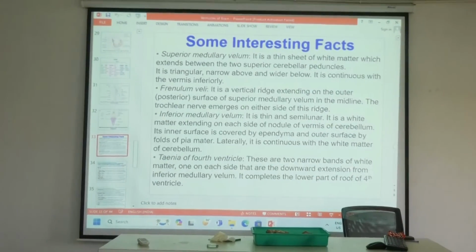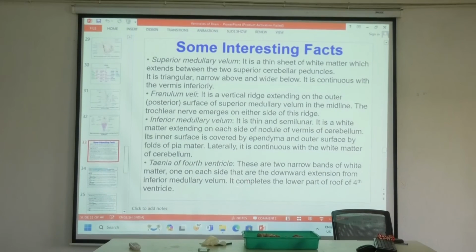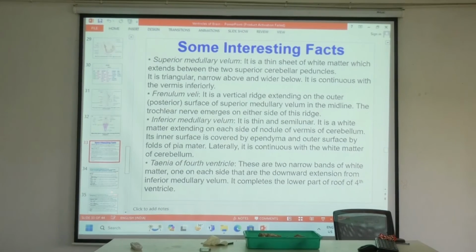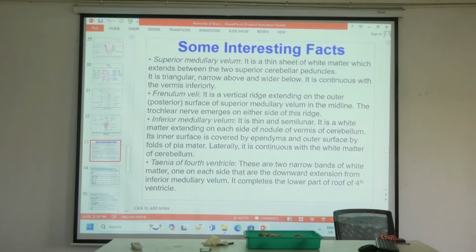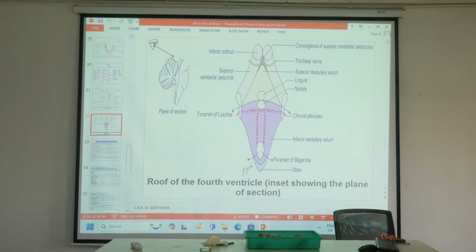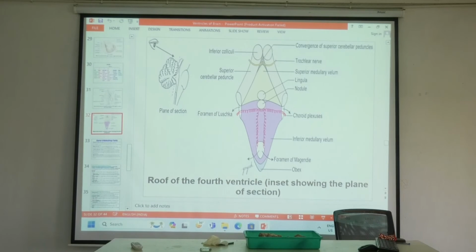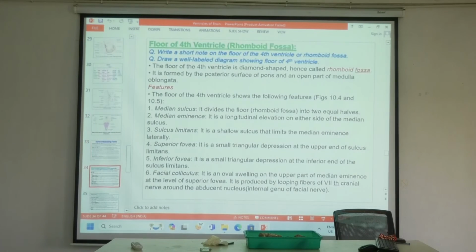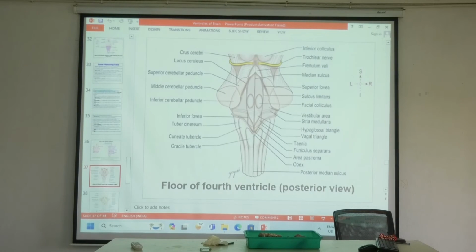The inferior medullary velum, you have seen in the previous picture. Here the pink one is the inferior medullary velum. Velum means a curtain-like structure forming the roof. Next is the tela of the fourth ventricle. These are two narrow bands of white matter, one on each side, that are the downward extension from the inferior medullary velum, and it completes the lower part of the roof of the fourth ventricle in this region. Below this inferior medullary velum will be the tela. We will see the next picture. See here, this is the tela.